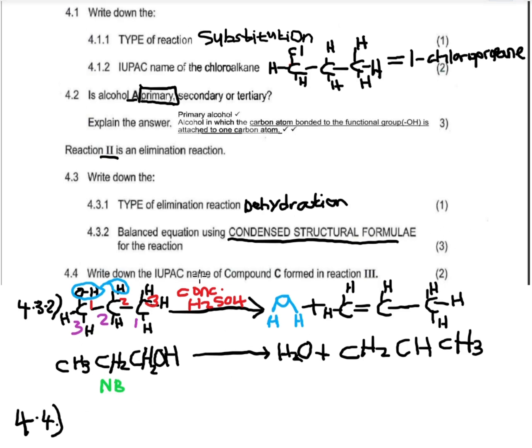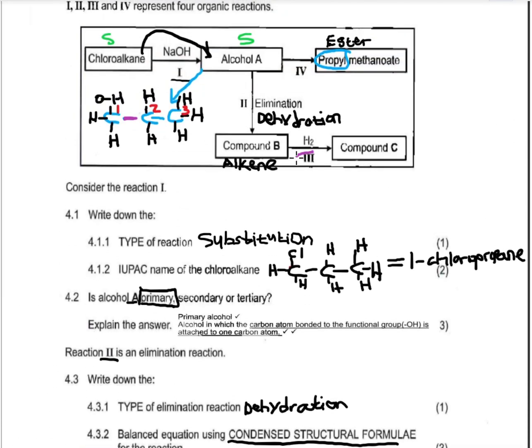Write down the IUPAC name of the compound C formed in reaction 3. Now let's consider reaction 3 there. This is our reaction 3 here. Now reaction 3, we are moving from compound B, which is an alkene, and then we are adding the diatomic molecule of hydrogen to form compound C.